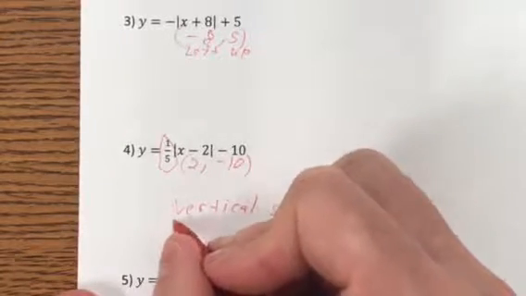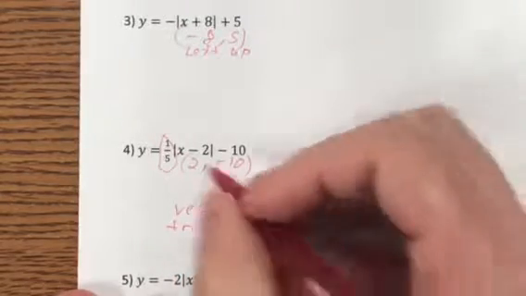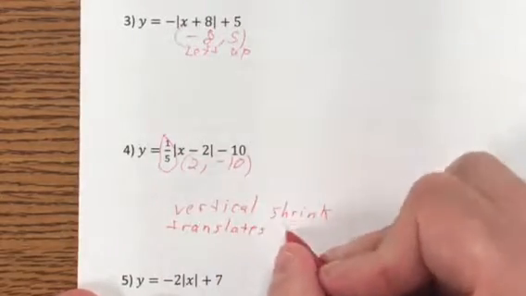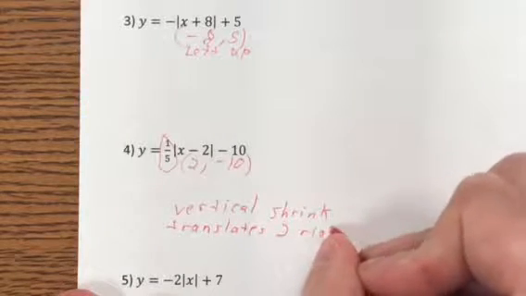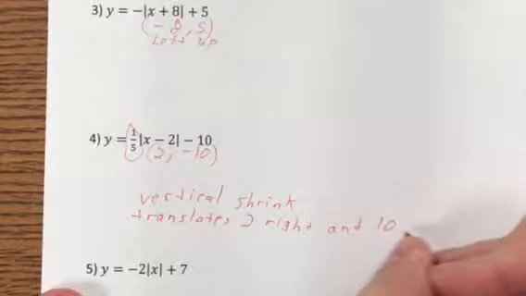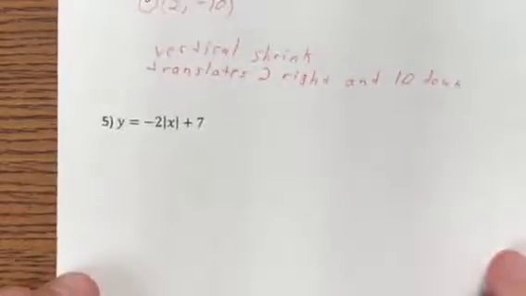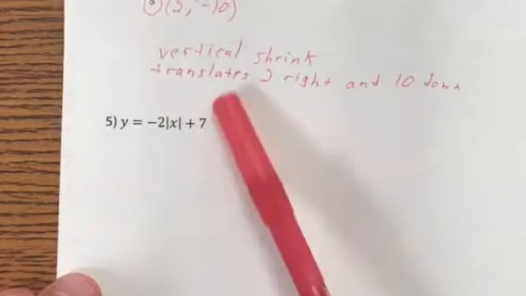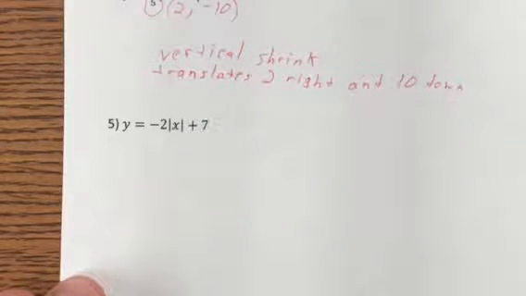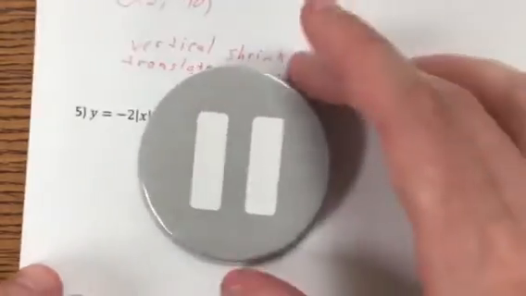And I would say it translates 2 to the right, because that's positive, and 10 down. And there you go. Go ahead, see if you can figure this one out. I'll let you guys try it, and then we'll come back and tell you the answer. Press the pause button. You know you want to.